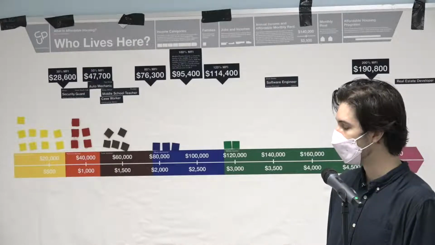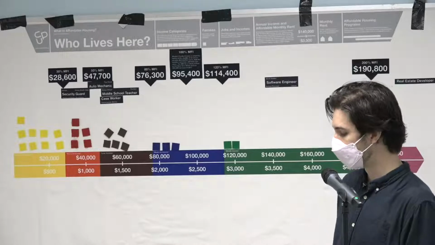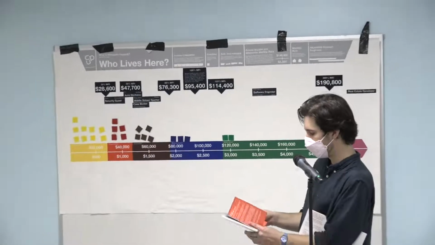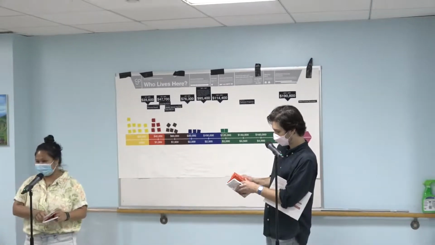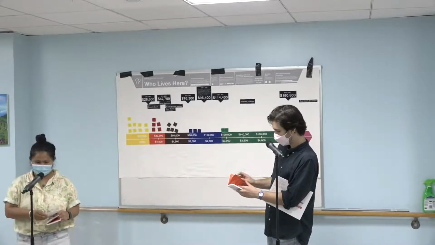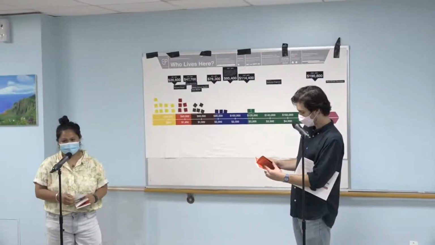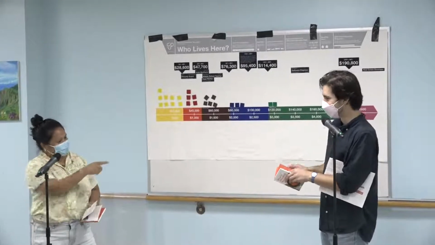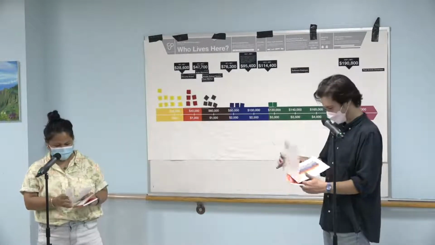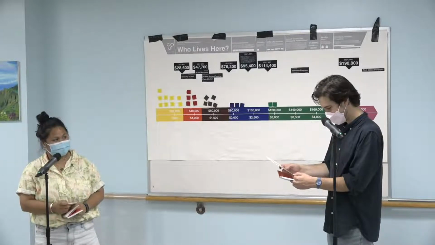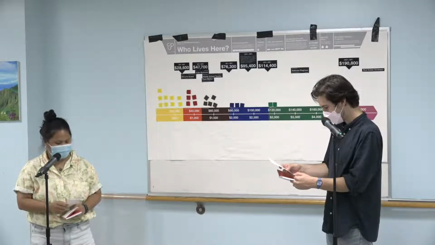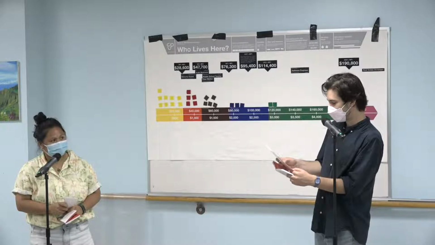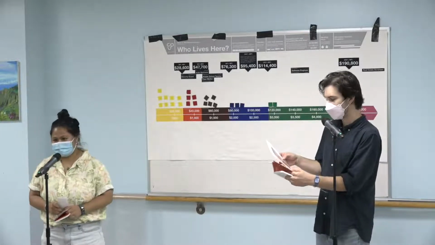So like we talked about, the MFI of New York City is 95,400. So what do you think the median family income is in this neighborhood? 50? Say 70, 67. We've got 42,365 here.